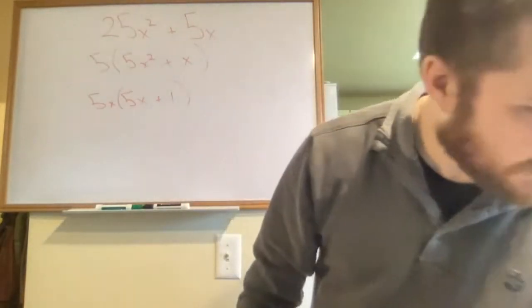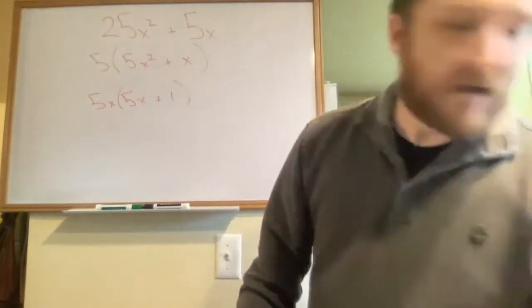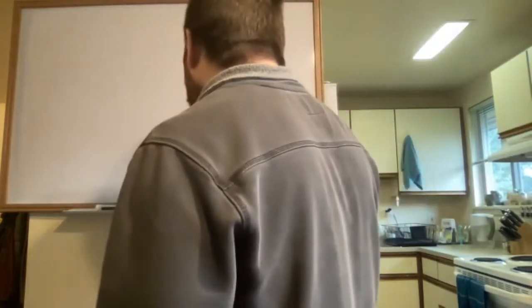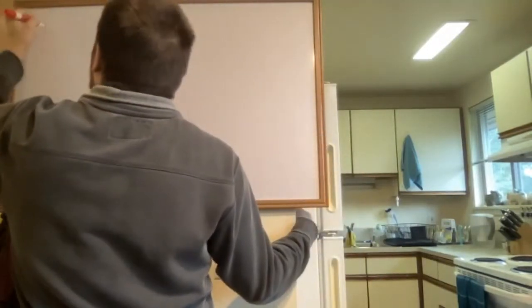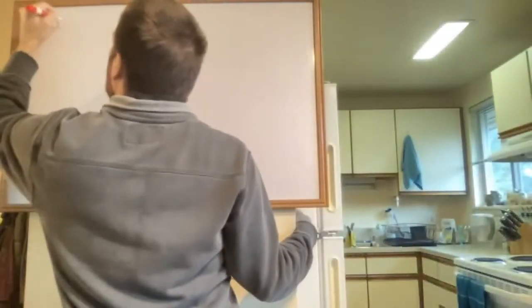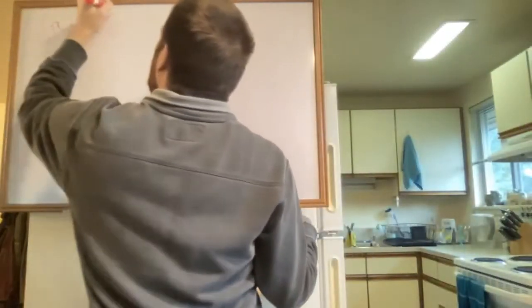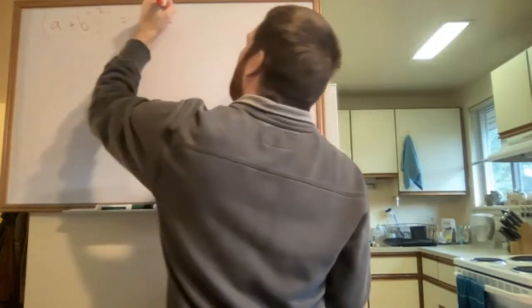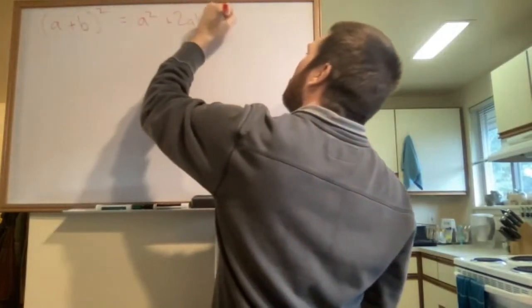Okay. Right. Okay. So now they call these trinomial squares, and I've never heard that before. I mean, that's technically what they are, but you always hear them being called perfect squares. They use a and b. Let's use a and b. So we're going to go a plus b squared is equal to a squared plus 2ab plus b squared.